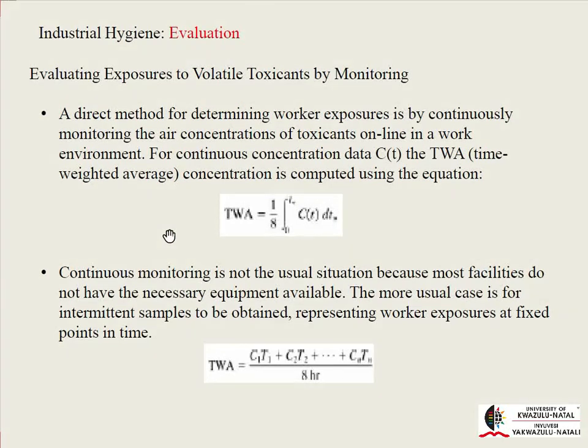However, in most cases, continuous monitoring can be quite expensive, so they typically look at time-dependent or intermittent samples, in which case your time-weighted average depends on the following. That's your concentration over a certain time period. You add it all up and you divide by your total averaging time, which is 8 hours for an 8-hour day.